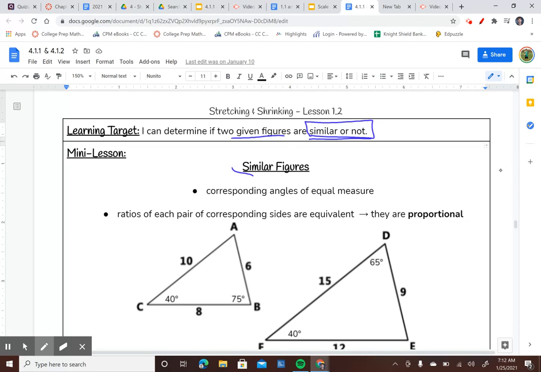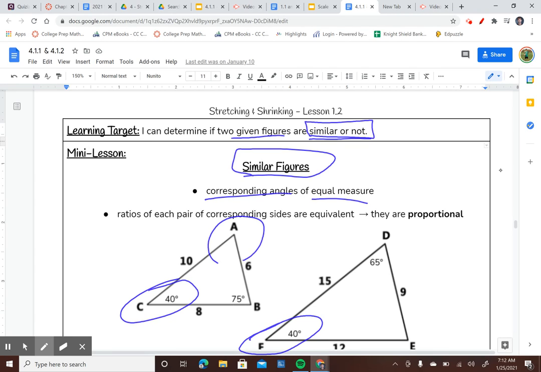Well, with similar figures, we have to look and see if they have corresponding angles of equal measure. So if we take a look here, we have angle C is 40 degrees and angle F is 40 degrees. It doesn't tell us what angle A is, but if they are similar, it'd be the same as angle D, 65 degrees, and same with angle B, it's 75 degrees, so therefore angle E would also be 75 degrees.